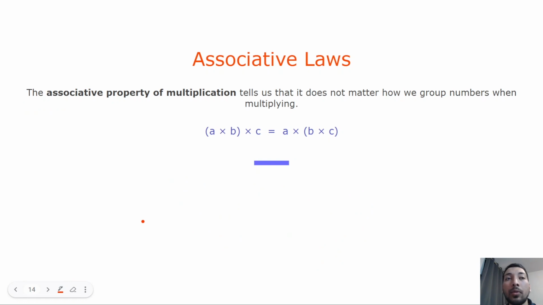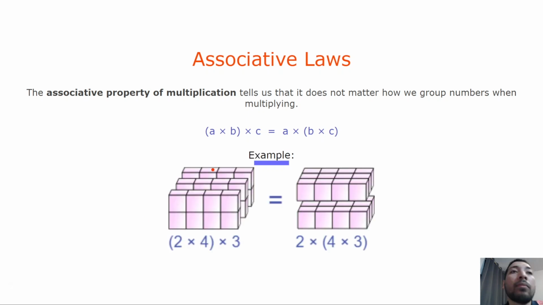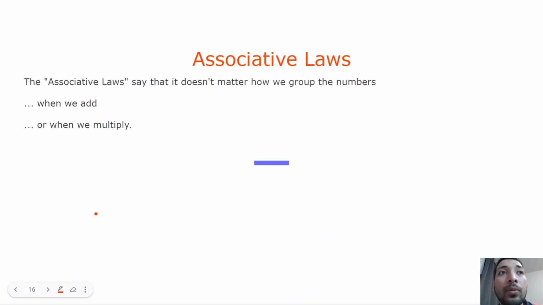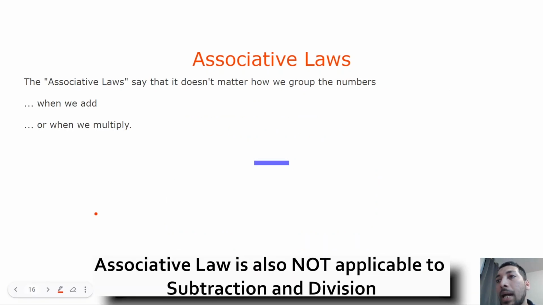Next, we have the associative property of multiplication, which tells us that it does not matter how you group numbers when multiplying. We can have 2 times 4, that equals 8. 8 times 3, that equals 24. Now, if you change the grouping, 4 times 3 equals 12. 2 times 12 equals 24 as well. We can see that the associative property is applicable when we add or multiply.